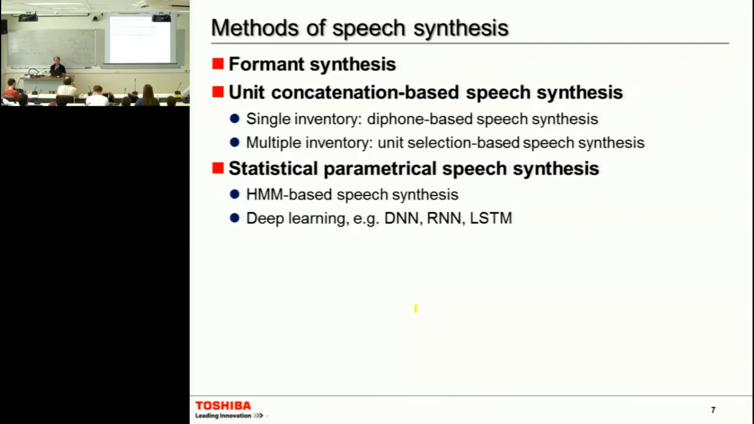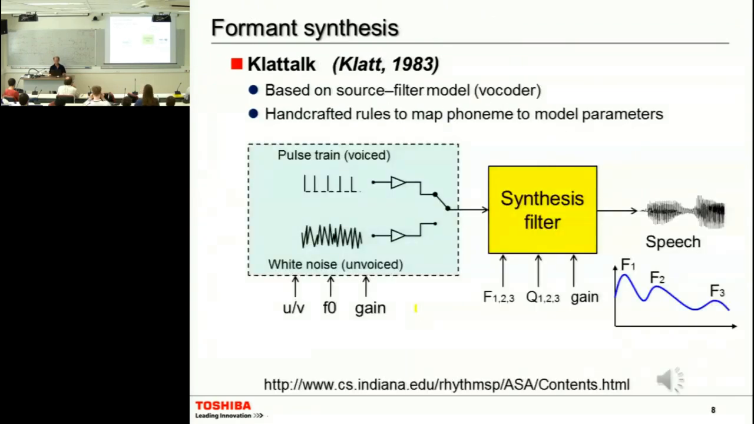I want to say that diphone-based speech synthesis is one type of unit concatenation-based speech synthesis, where this system has a single inventory for each diphone. And when the system has multiple inventory for each diphone, that system is called the unit selection-based speech synthesis. Okay. And the statistical parametric speech synthesis was already introduced by Heiga. And one of them is HMM-based, and the others are deep learning-based speech synthesis, such as DNN or RNN or LSTM.